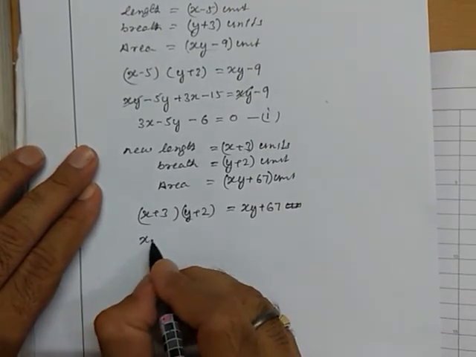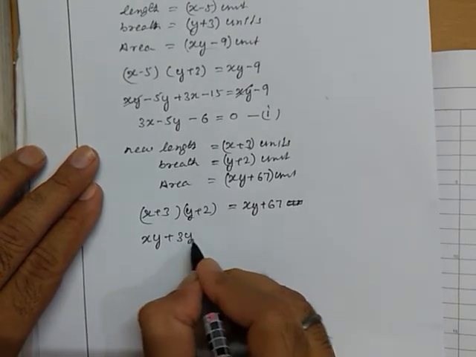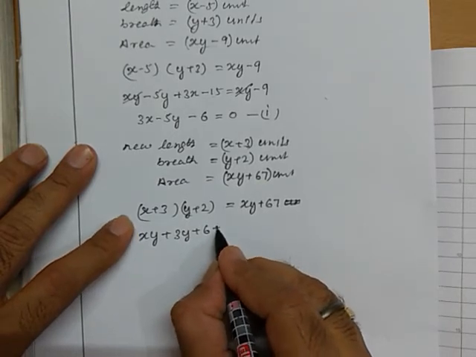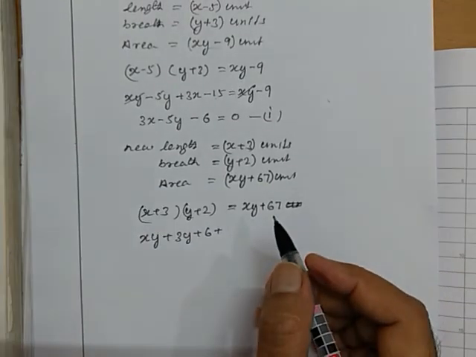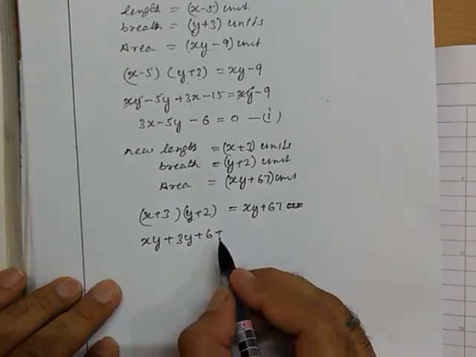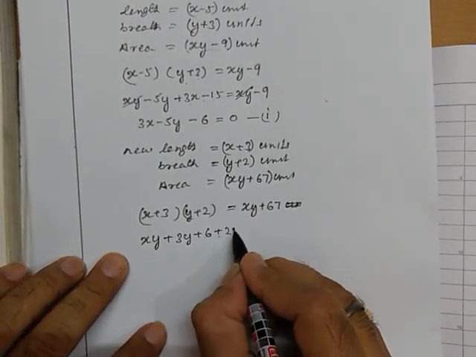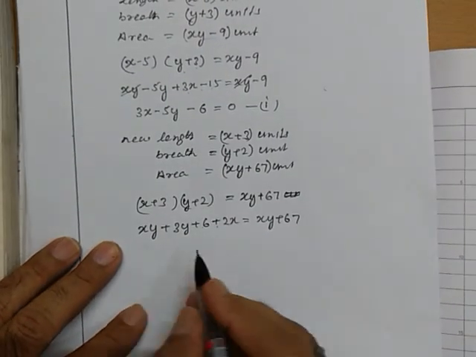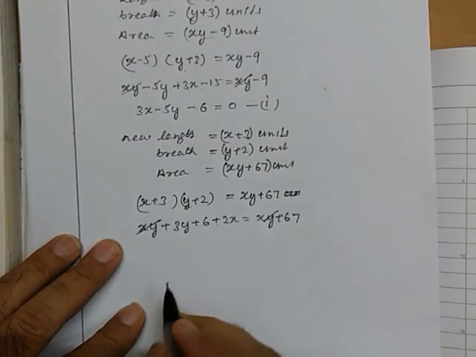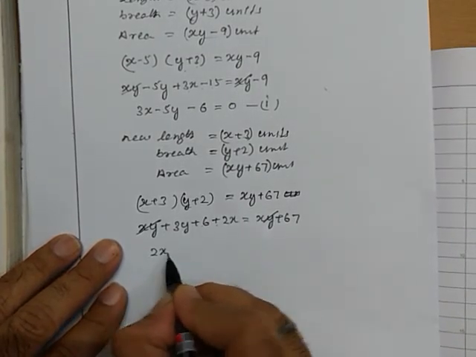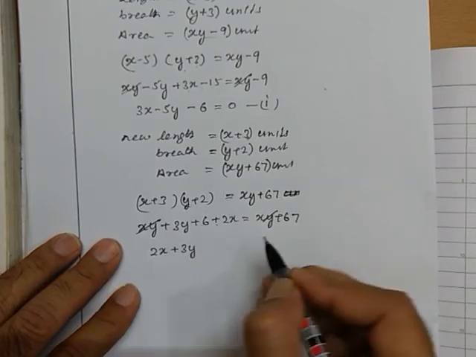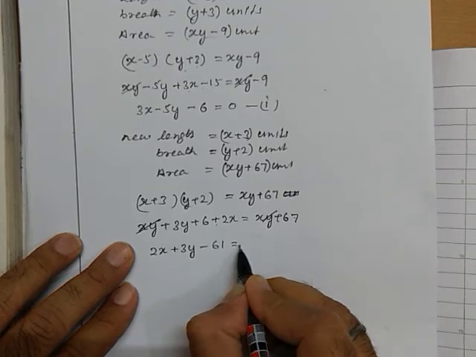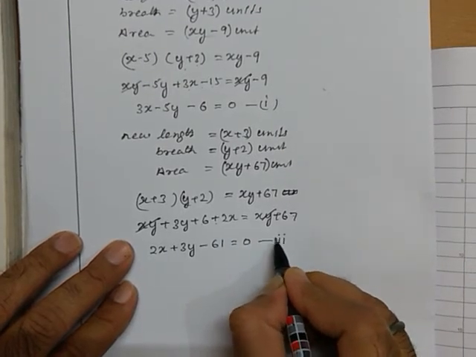When you solve it, you will get xy plus 3y plus 2x plus 6 is equal to xy plus 67. Again the xy and xy get eliminated. So we will have 2x plus 3y minus 61 equal to 0. This will be your second equation. I hope this is clear.